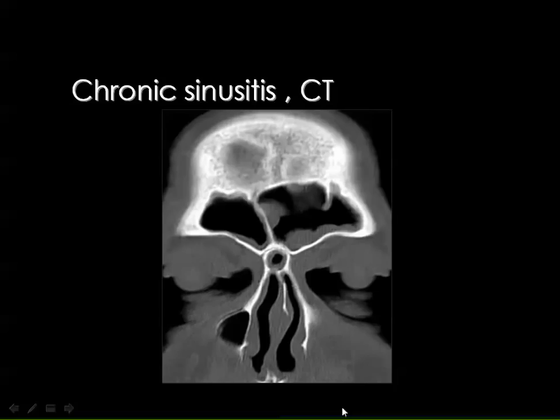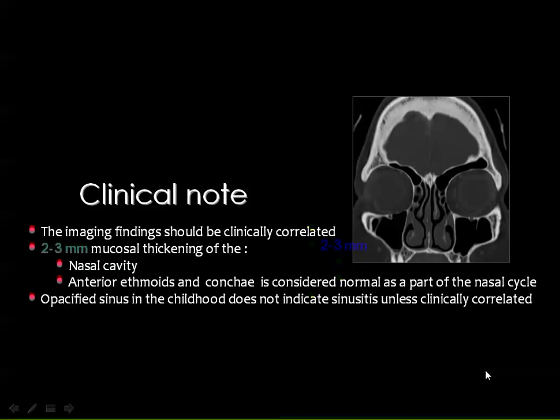The difference between acute and chronic sinusitis is that in chronic sinusitis you get concentric or bulbous mucosal thickening of the affected sinus or sinuses. You see here mucosal thickening in the frontal sinuses denoting chronic sinusitis. It's important to know that mucosal thickening in the nasal cavity and the anterior ethmoidal air cells as well as in the concha may be considered normal as a part of the nasal cycle.